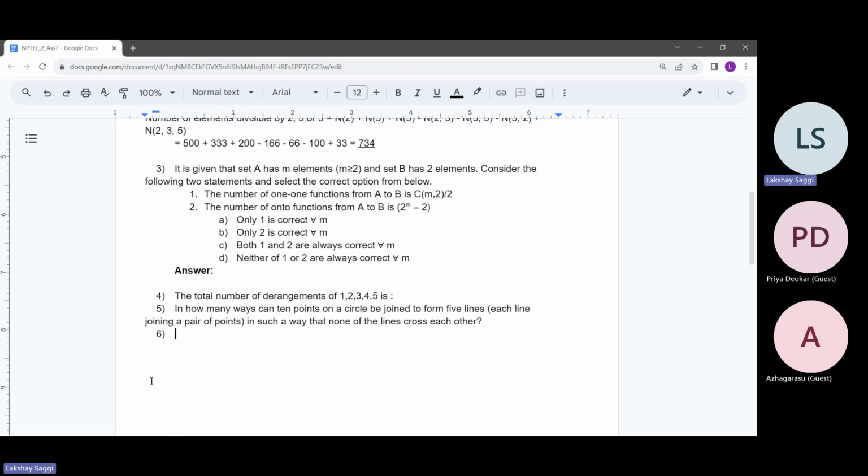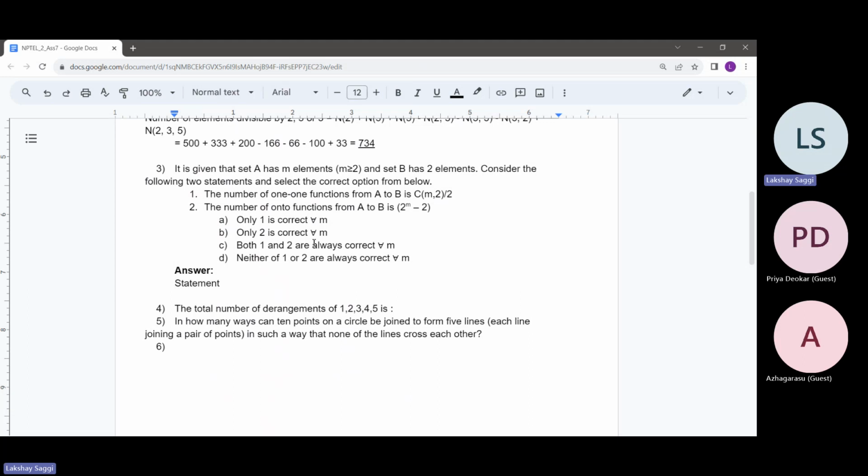Okay, so maybe I should see this. Let's just look at these statements individually. Yeah, so let's just look at statement 1. It says that the number of one-one functions from A to B is m choose 2 by 2. So this statement is sort of incorrect. And why is this the case?